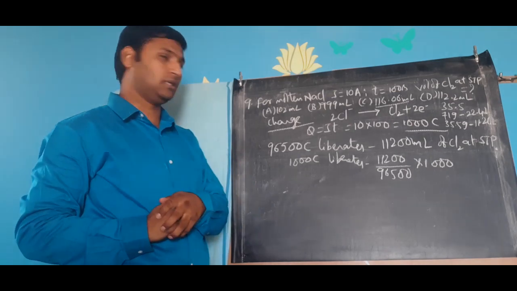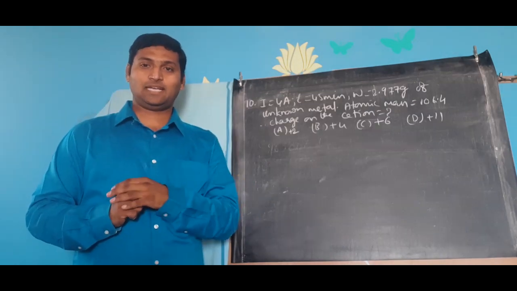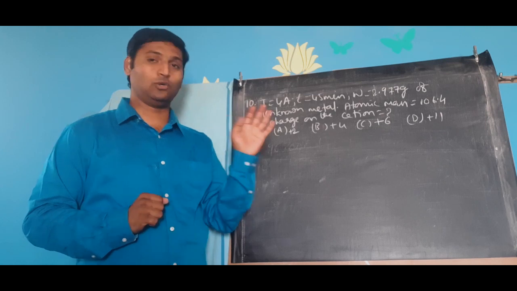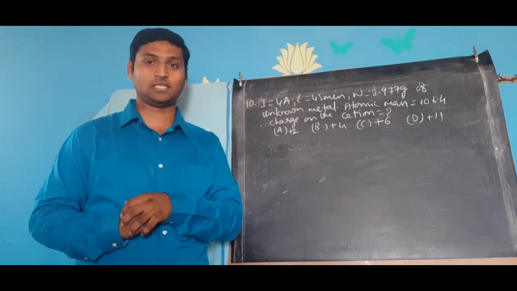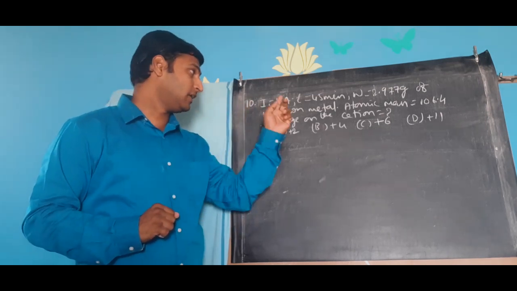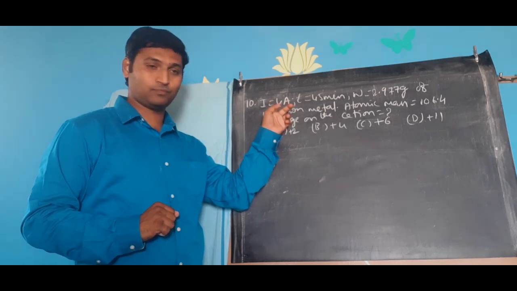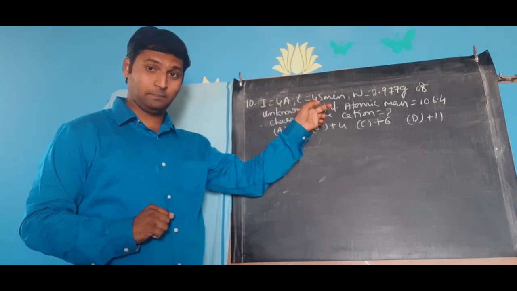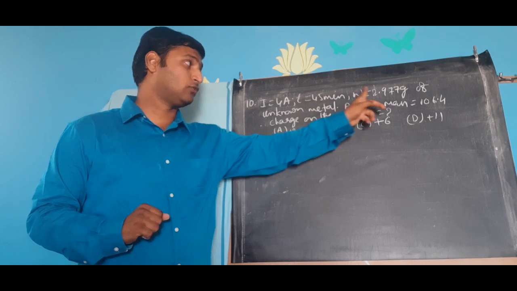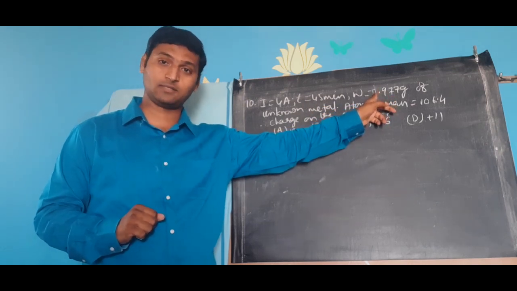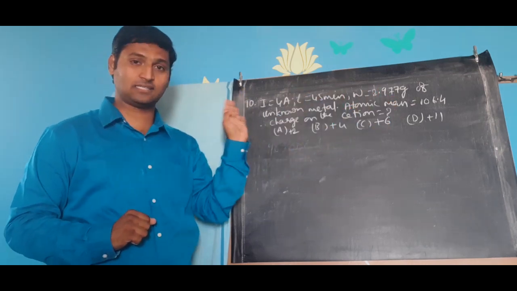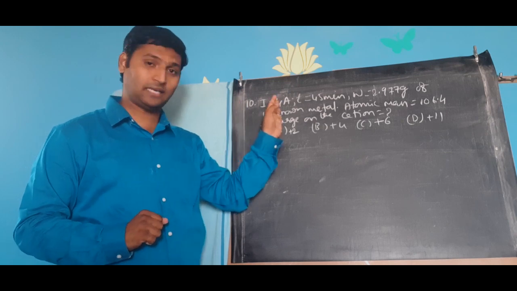Let's move on to question number 10. The 10th one is an entirely different approach and a good question, a standard entrance question, where they have given you the current passed for how much time, and both of them could successfully deposit how much mass. So mass, current, time, everything is given, but we don't know which metal that is.